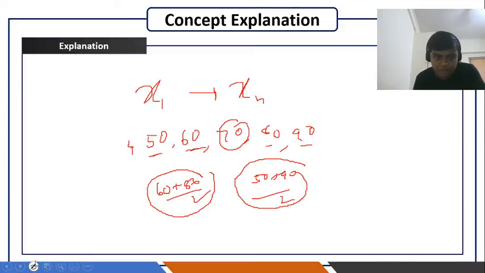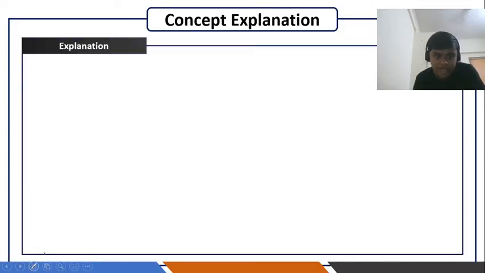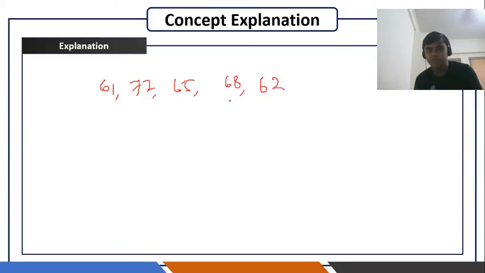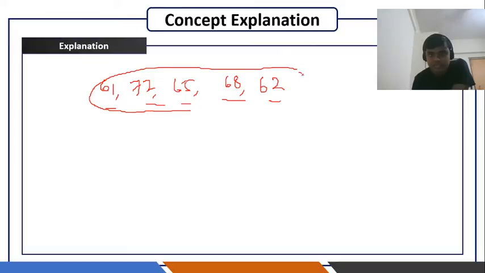Sometimes you might not have numbers which are all in AP. So how do we find the answer quickly then? Let's say you have the numbers 61, 72, 65, 68, 62. We need to find the average quickly in an exam. I'm talking about the MAHCET type exam where the solution has to be found in 45 seconds. One way of doing it is that all these numbers are greater than 60 or very close to 60, so I'll be subtracting 60 from all these numbers.